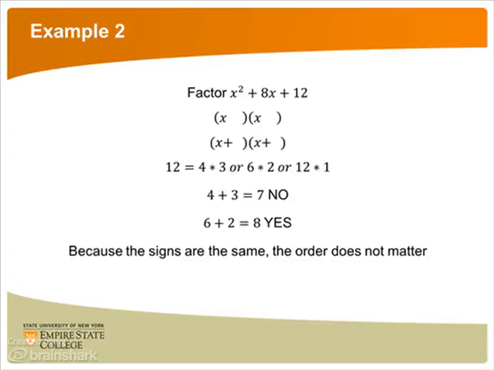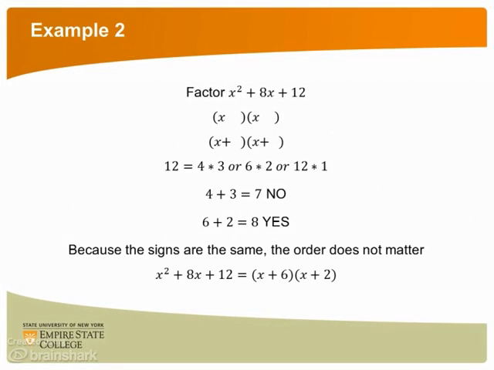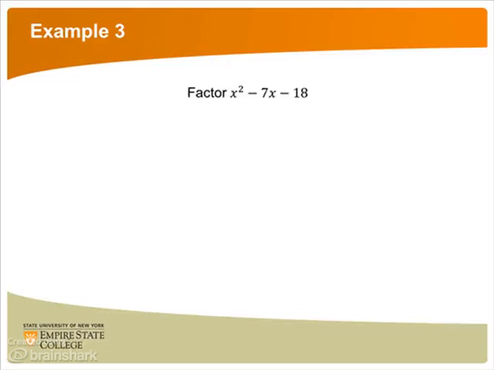Because the signs in the parentheses are the same, the order we insert our factors does not matter. So when we factor x squared plus 8x plus 12, we get (x plus 6) times (x plus 2). Let's look at another example.